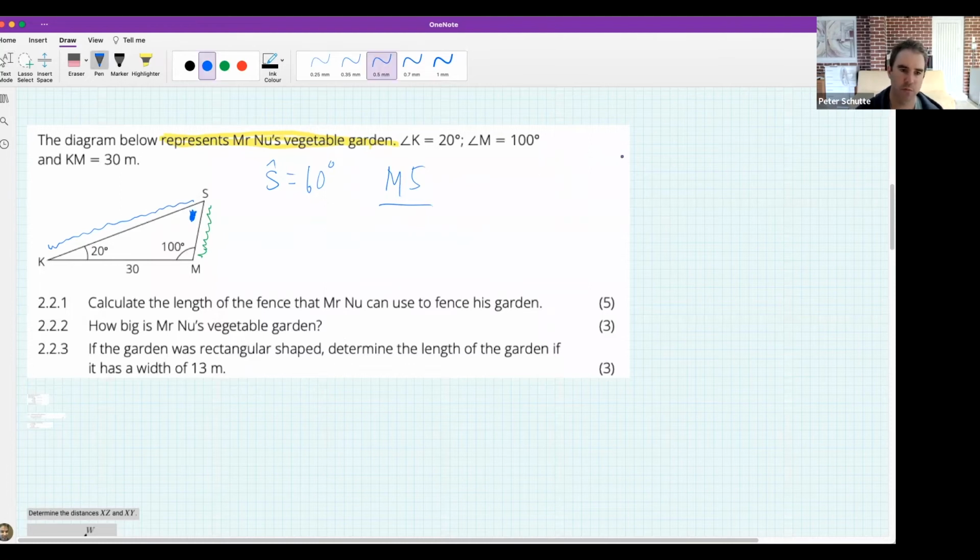So following the rule from before, MS is over the sine of 20 is equal to, and then we are going to have, oh, I see why we had to work out S, because the 30, because we know that other side was 60, because we know this is 60. Okay, so what is MS going to be?